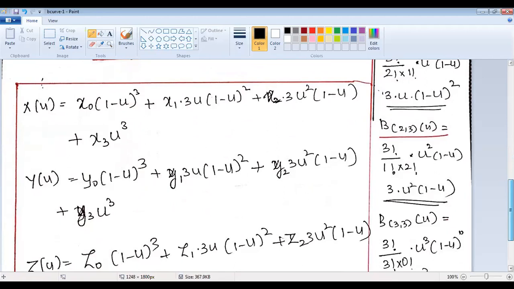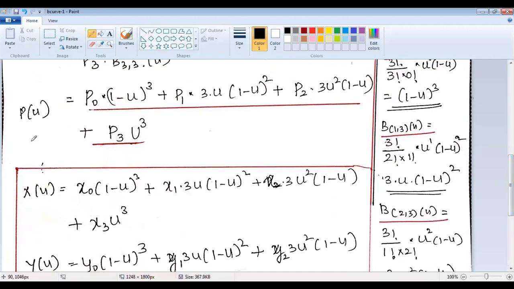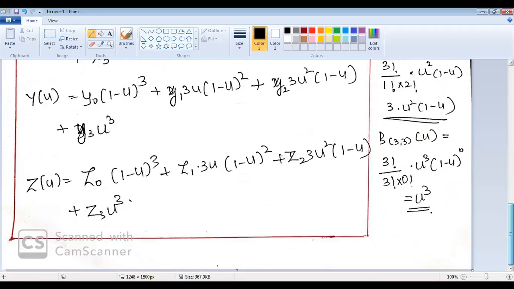So this is what I get as the general final P of u: P naught into (1 minus u) cubed plus P1 into (1 minus u) squared plus P2 into (1 minus u) and P3 into u. Now the x, y and z components at each P are represented as x of u, y of u, z of u. Wherever there is P, I represent that by x: P naught is x naught, P1 is x1, P2 is x2, P3 is x3. On the same lines for y: y naught, y1, y2, y3, and for z.